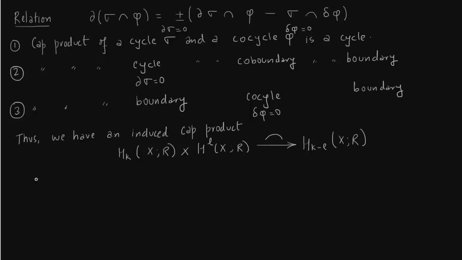You take a cycle and a co-cycle, you get a cycle, and if you take a cycle and a co-boundary, you get a boundary. If you take a boundary and a co-cycle, you get a boundary. So you don't want a boundary getting mapped to a cycle or vice versa. So this map is scalar linear in each variable.